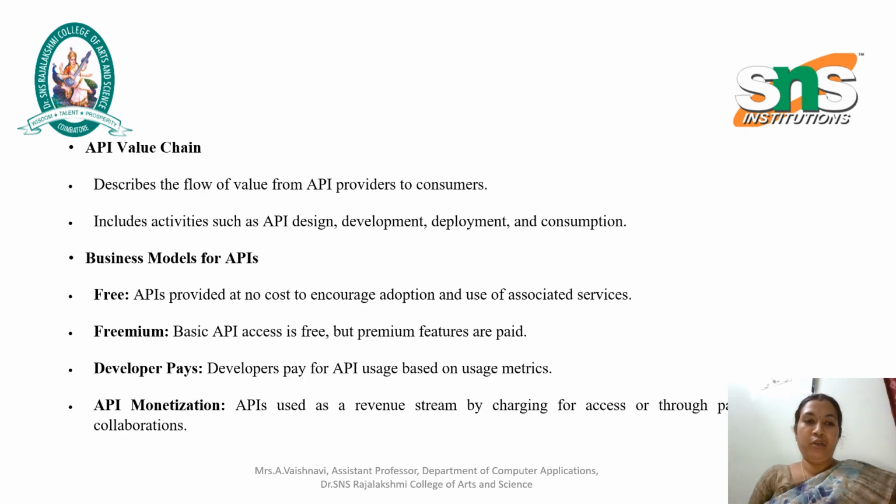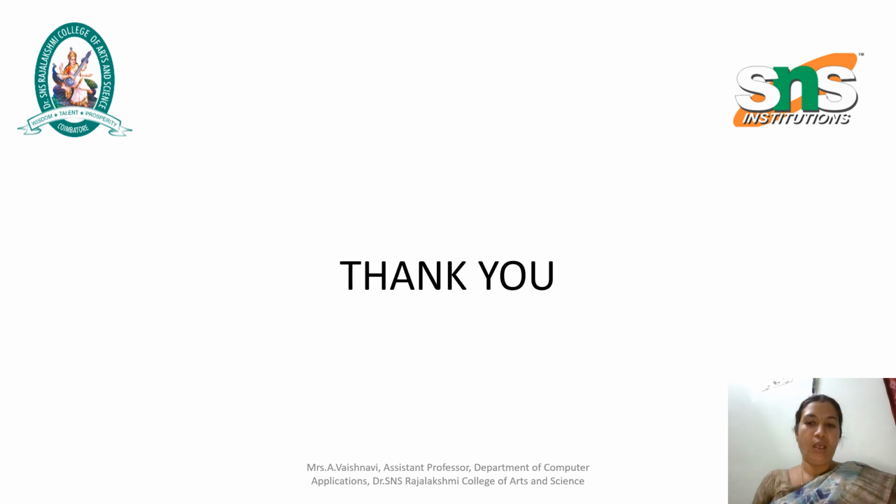Then we have to note the API value chain. It describes the flow of value from API providers to consumers. It includes activities such as API design, development, deployment, and consumption. Then we move on to the business models for APIs. There are free, premium, developer pays, API monetization. Thank you all.